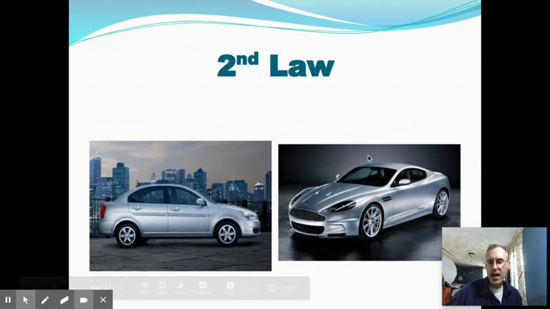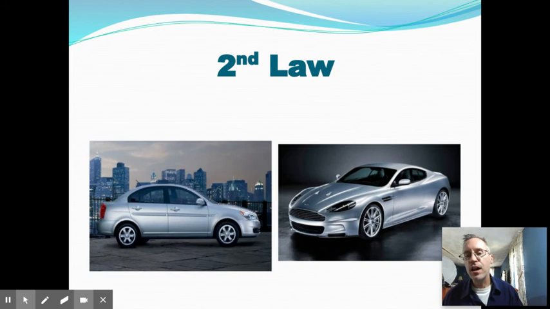I want to say this is an Aston Martin. Both cars, they're both small cars. I mean, they're not large cars. Aston Martins are like one of my favorites because James Bond drives an Aston Martin. But the two cars have about the same mass.